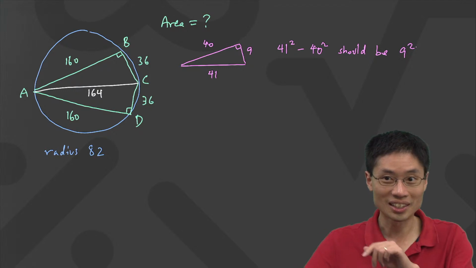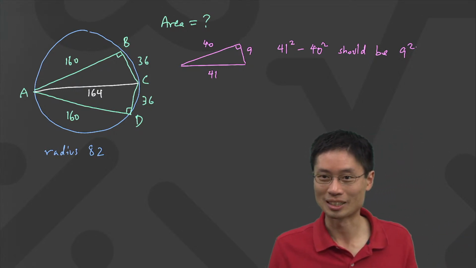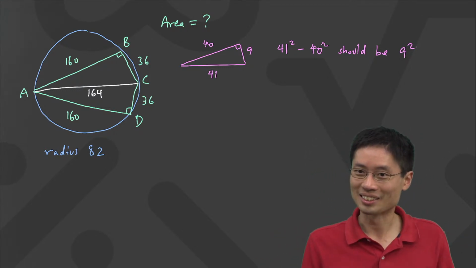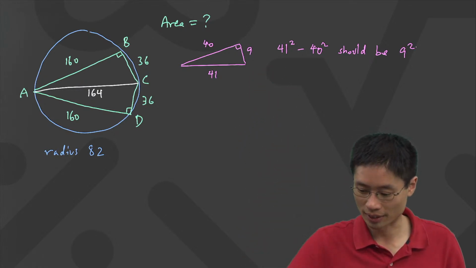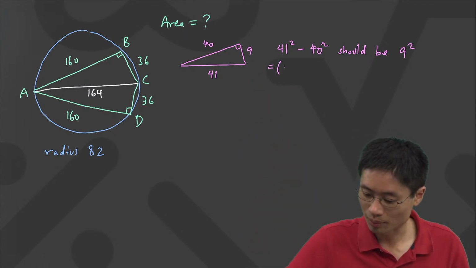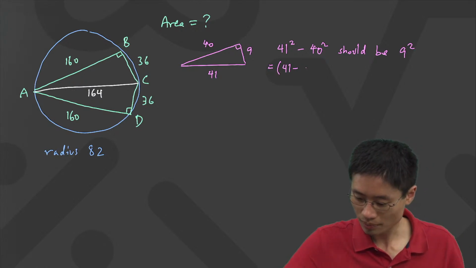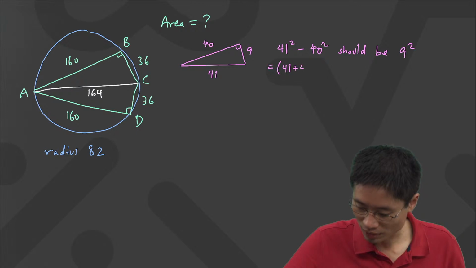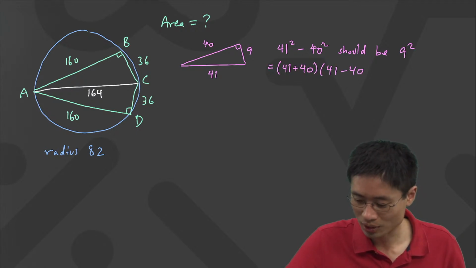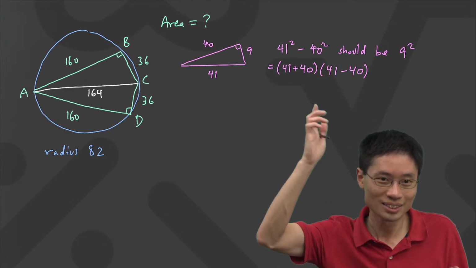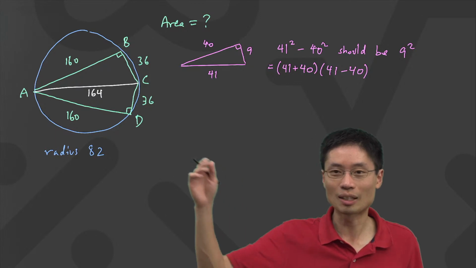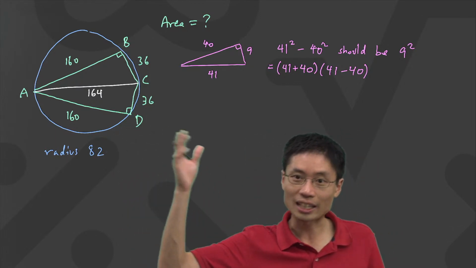Is it? Is there a nice easy way to take 41 squared minus 40 squared? There is. It's a difference of squares. So if I have a difference of squares, that difference is actually their sum times their difference. 41 plus 40 times 41 minus 40. Oh, it sure is 9 squared, because 41 plus 40 is 81, and that's just 1. So it's good. This is very nice. So that means that we haven't made a mistake. This is actually the diagram.